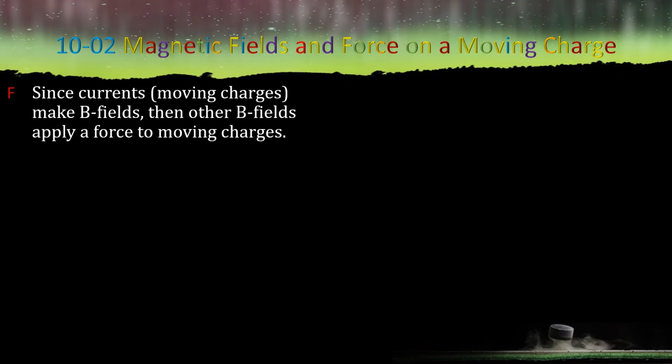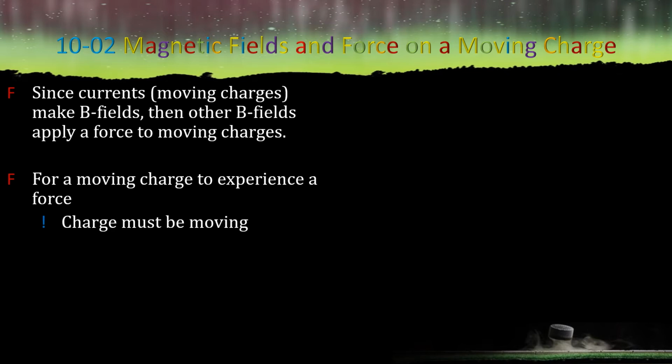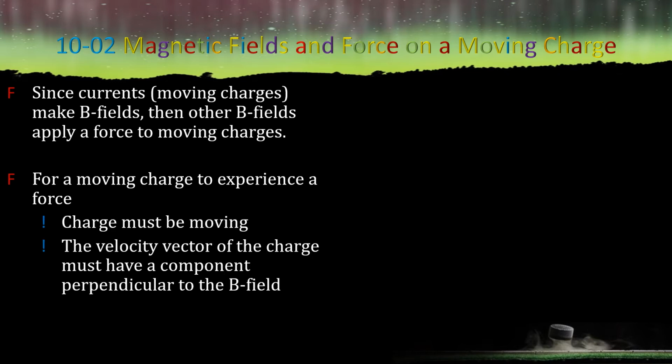Since currents, which are moving charges, make a magnetic field, other magnetic fields apply a force to moving charges. For a charge to experience a force, it must be moving. These are the conditions: the velocity vector of the charge must have a component perpendicular to the magnetic field. Then it's called the Lorentz magnetic force.